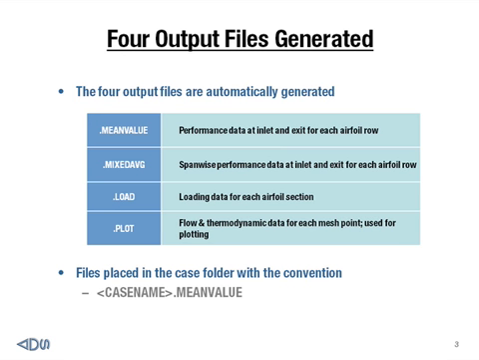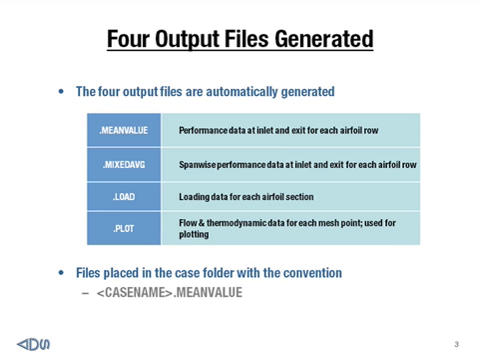The system automatically outputs four types of output files, and these four files are shown here. The first file, the .meanValue file, provides performance data at the inlet and exit of each airfoil row in the computation, and it's based on a full passage flow weight basis. The .mixedAverage file provides span-wise profiles, again, at the inlet and exit locations for each airfoil row.